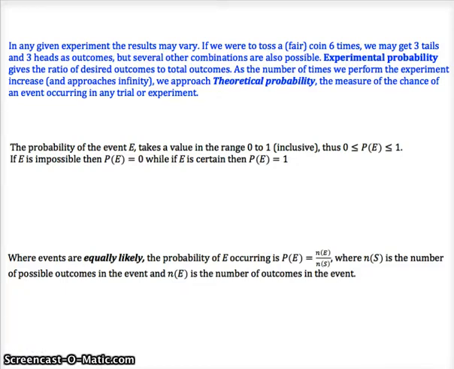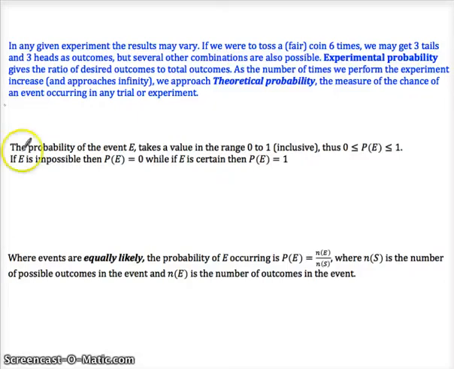You might get 2 heads in your coin tosses. You might get a 3 and a 6 in your die rolls, but they're not always the same, of course. If we were to toss a fair coin 6 times, we may get 3 heads and 3 tails, but we might not. Experimental probability gives the ratio of desired outcomes to total outcomes.